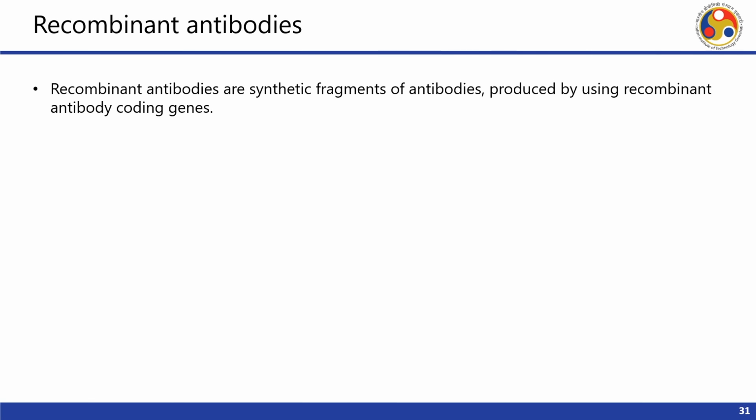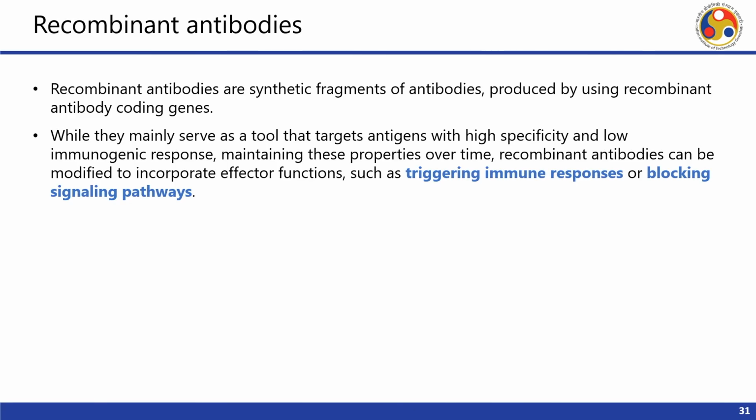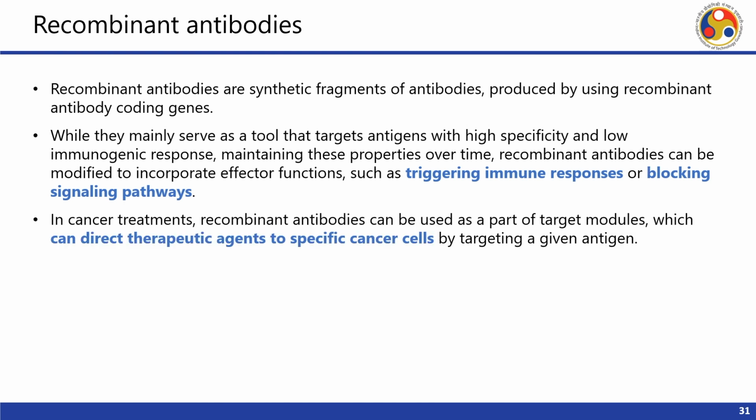Now, let us discuss the production of recombinant antibodies. Recombinant antibodies are synthetic fragments of antibodies produced by using recombinant antibody coding genes. While they mainly serve as a tool that targets antigens with high specificity and low immunogenic response, maintaining these properties over time, recombinant antibodies can be modified to incorporate effector functions such as triggering immune responses or blocking signaling pathways.